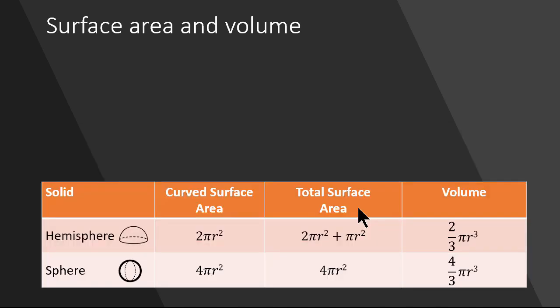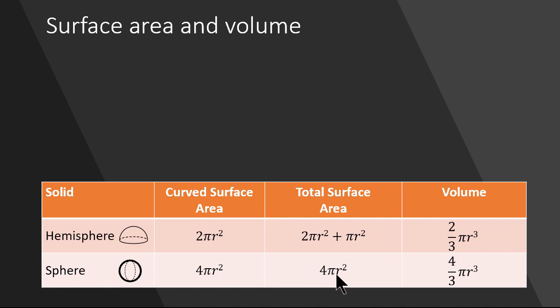Let's look at the last solids, which are hemisphere and sphere. Let's look at sphere first. Hemisphere happens to be half of a sphere in most cases. The sphere formula for curved surface area is given by 4 pi r square, where r is the radius. Curved surface area of hemisphere is half of it, which is 2 pi r square.